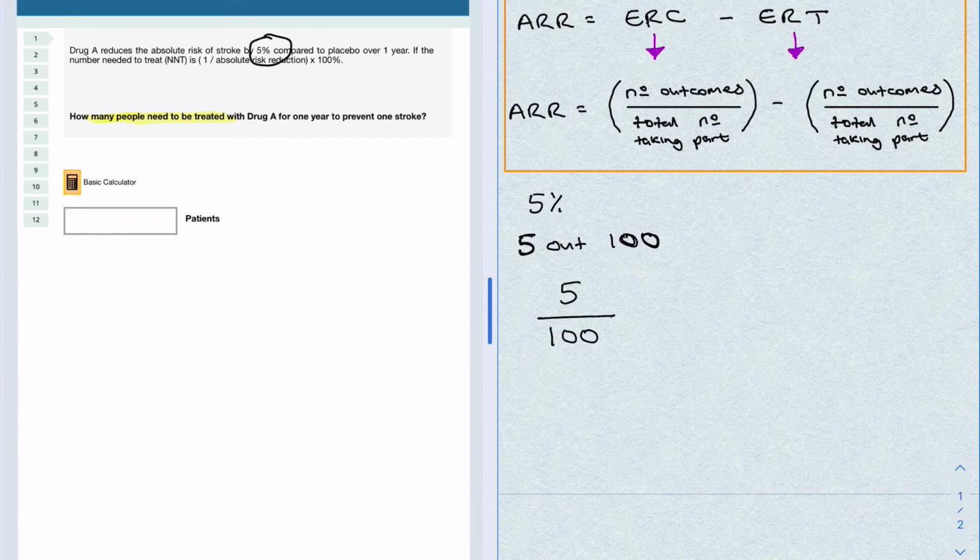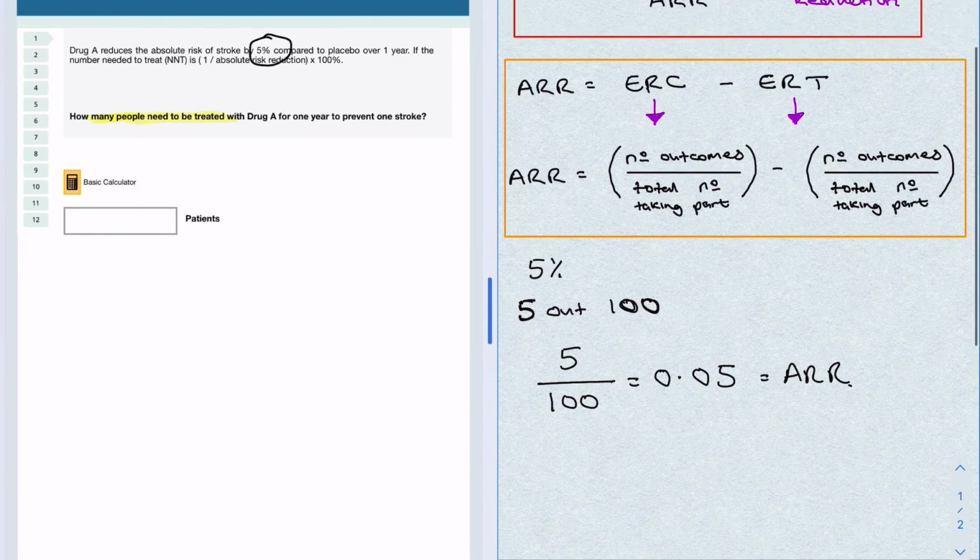So look at the formula here. ARR equals my number of outcomes divided by the total number of people taking part. Forget this part here where it says minus something for now. Just look at this number of outcomes over the total number of people taking part, and that's what the question's telling us, that there's 5%. So 5 over 100, which is equal to 0.05. So that's my absolute risk reduction.